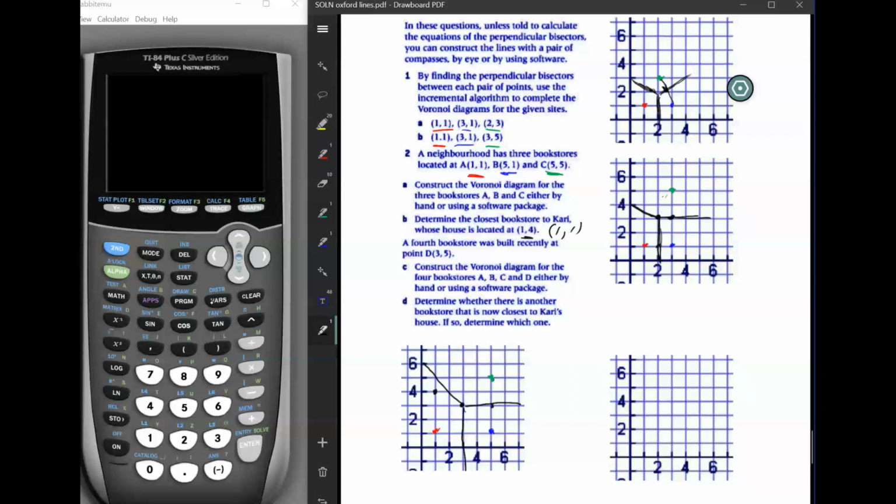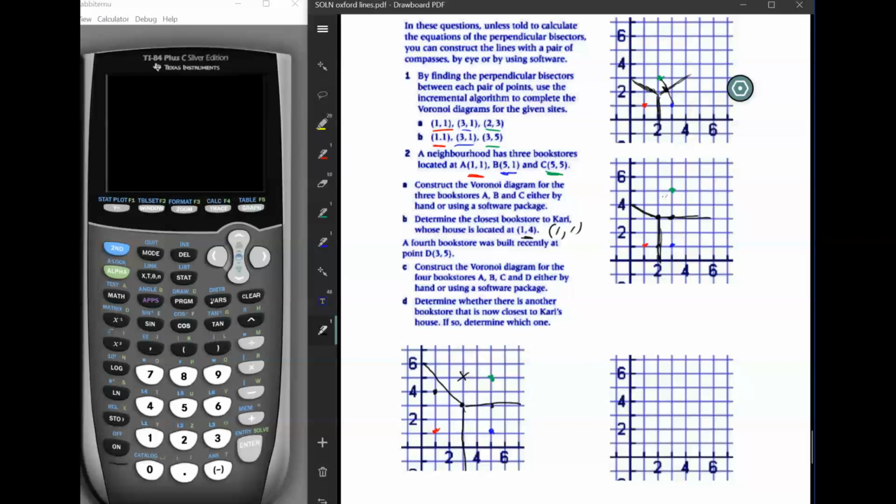A fourth bookstore was built recently at D, 3, 5, which would be right there. Okay? Construct the Voronoi diagram for the 4 bookstores A, B, C, D. Determine whether there is another bookstore that is now closest to Carl's house. If so, determine which one.